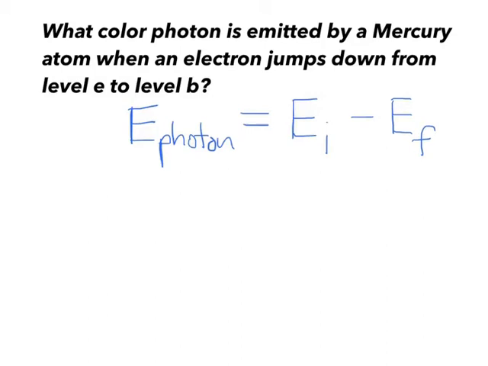Now in our case, level E would be where it starts and level B is where it finishes. So if I knew the energies of these two energy levels, if I subtract them, I will have the energy of the photon that is emitted. So I'm going to have to go to my reference tables and look up these two energies.